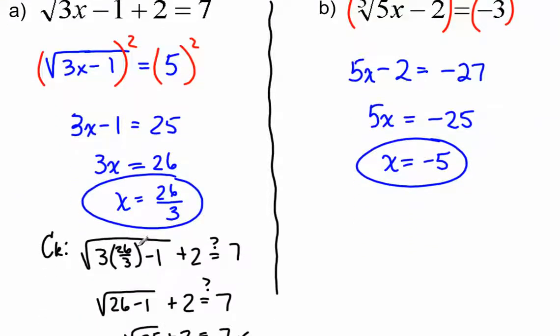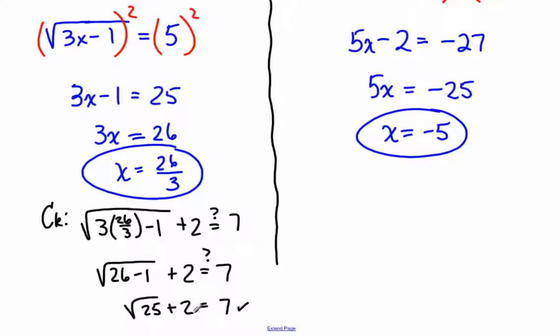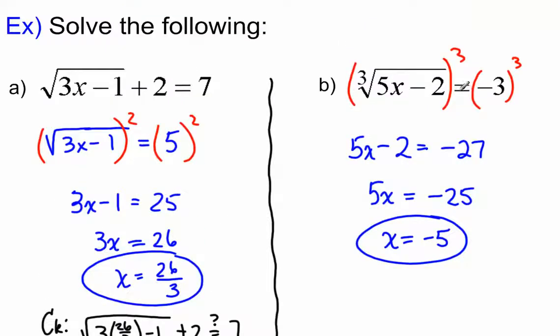Now, I'm going to go ahead and check this. So I'm going to take my 26 over 3 and I'm going to put it in for my x up here. The 3's cancel, that leaves me with 26 minus 1. Well, that's going to be the square root of 25. The square root of 25 is 5. 5 plus 2 is 7. So it does work.